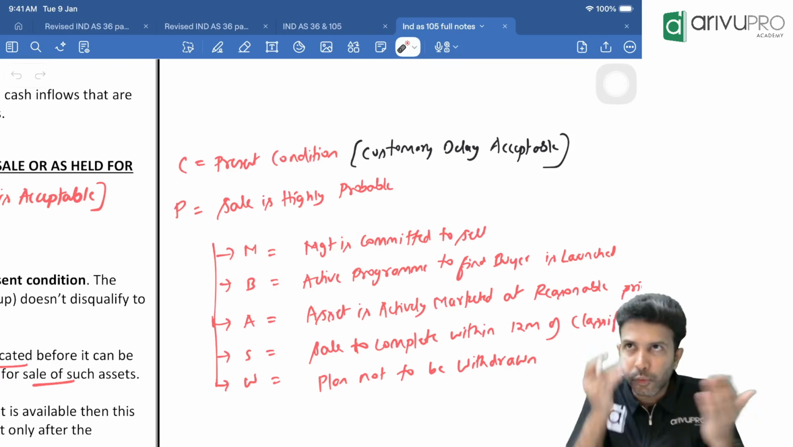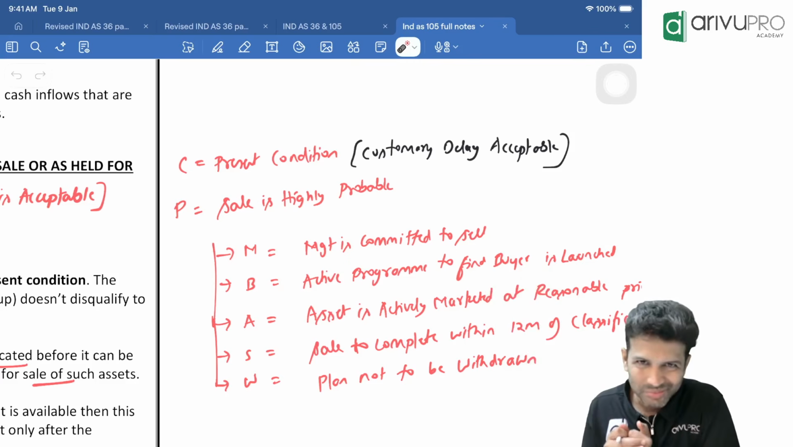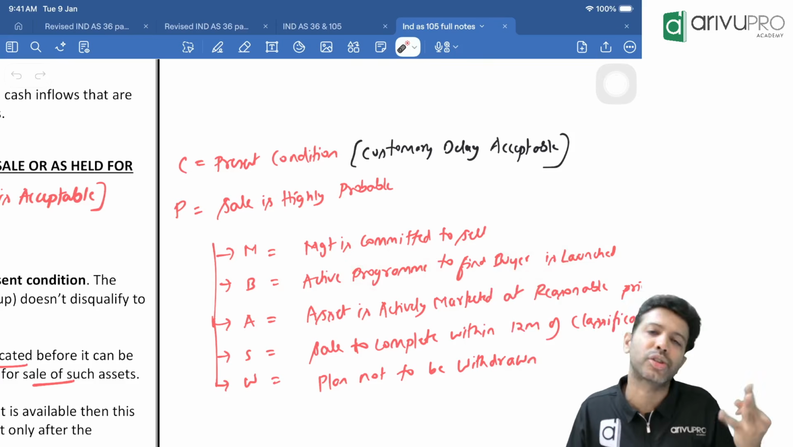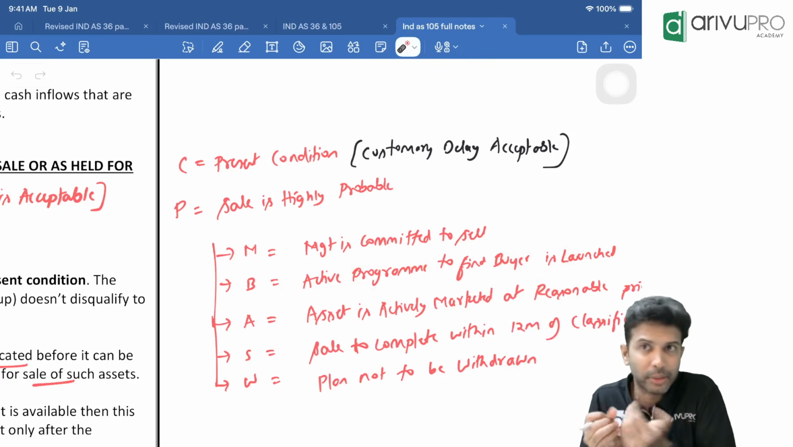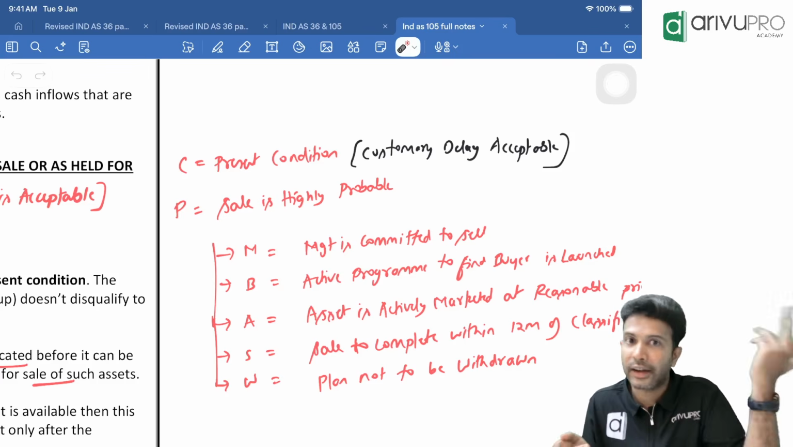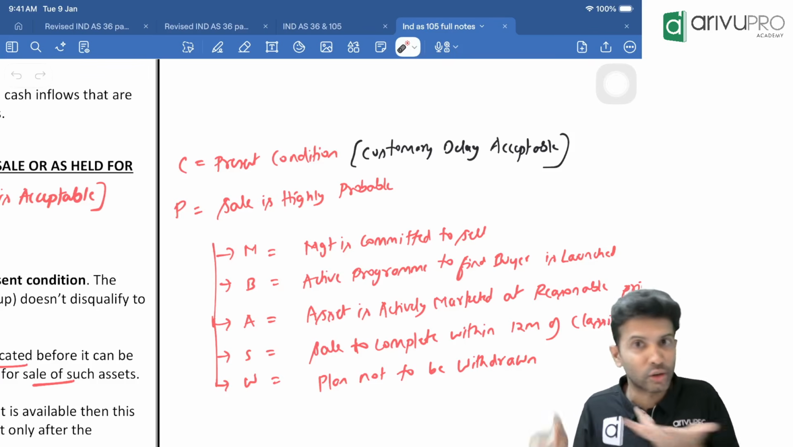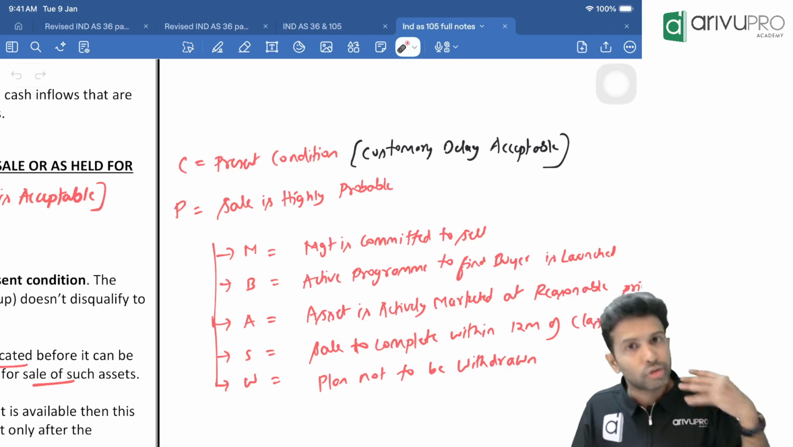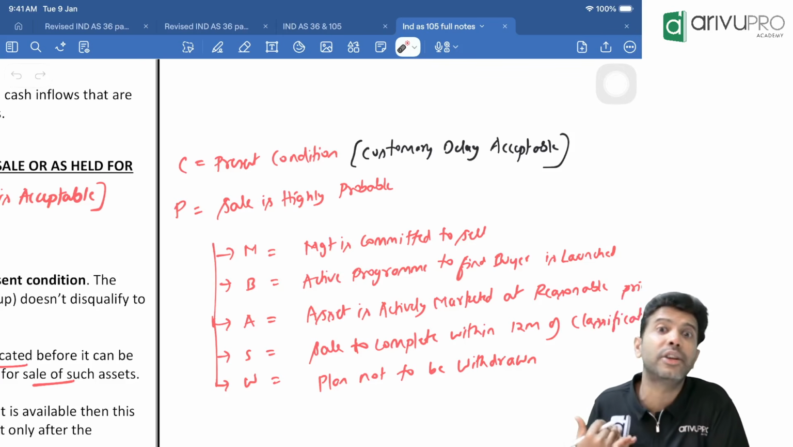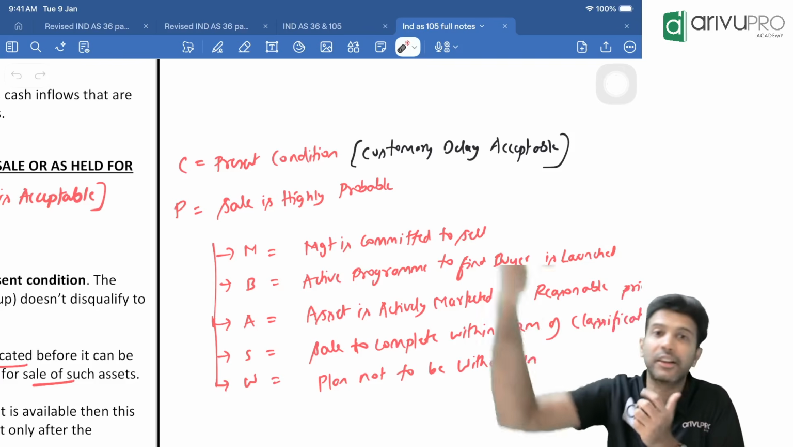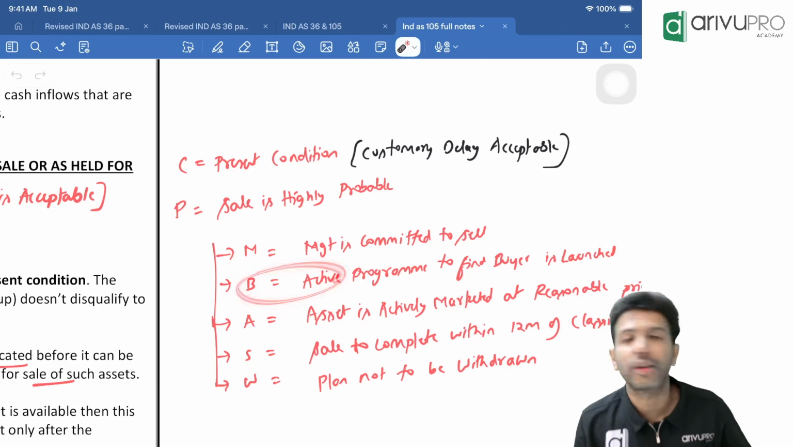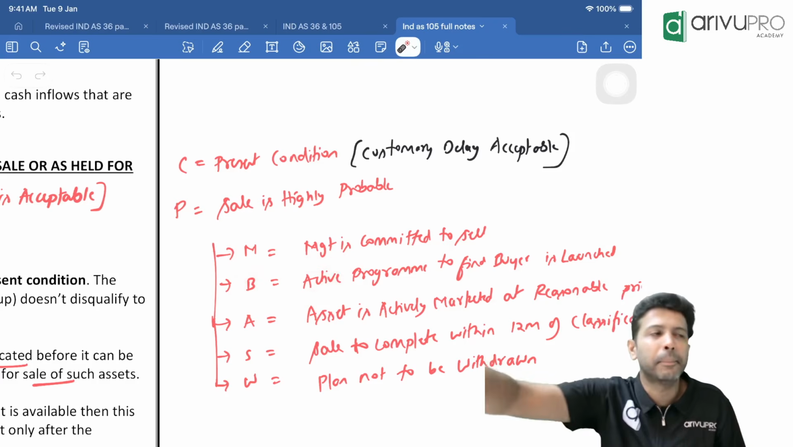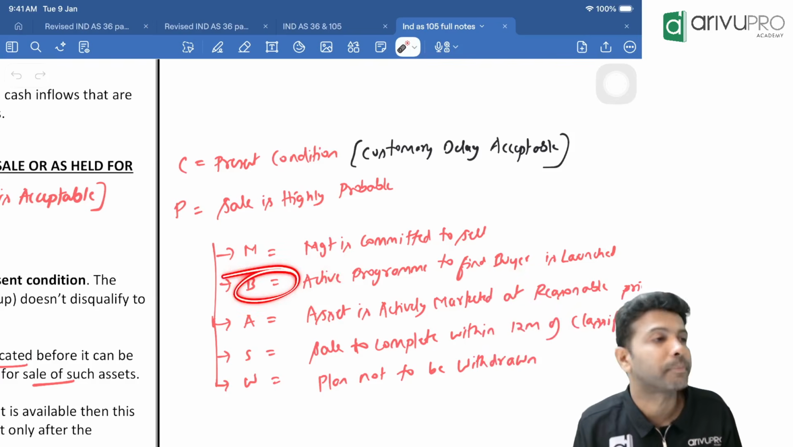B for, now if you want to sell it means you have to find the buyer, no? So program to find the buyer is launched, meaning marketing activity should have started. Because big assets, sometimes if you want to sell a factory, it could be worth 100 crore, 500 crore, 1000 crore, possible, no? Some assets' value could be really huge, correct? So it may not be that easy to find the buyers. So you may have to launch an active marketing campaign. That is what B is trying to say. Is the active program to find the buyer already launched? Meaning is a marketing program already started. That is your B.